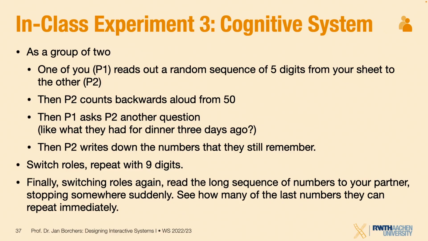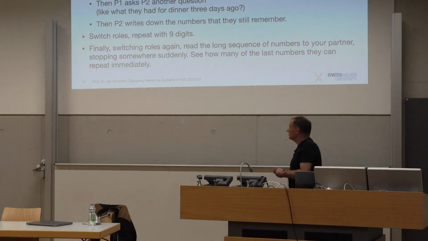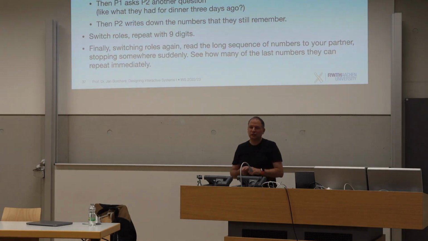Once you're done with that, you switch roles and repeat this with 9 digits. And once you're done with that, you switch roles once more, and you read the entire sequence to your partner, stop at some random point, and ask them at that moment to repeat back as many digits as they can. I would like to know, first of all, the first round, 5 digits to remember.